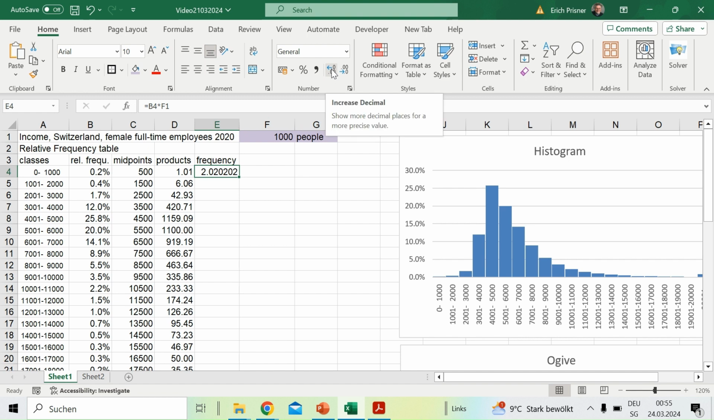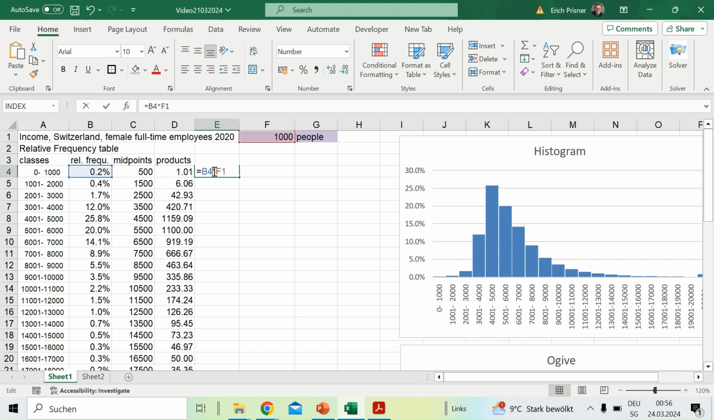So the decimals, maybe we want to delete here, so we don't have 2.00 something people, we have just two persons in this class. So we round everything. Keep in mind, again, 1,000 is not totally correct, but it doesn't matter.